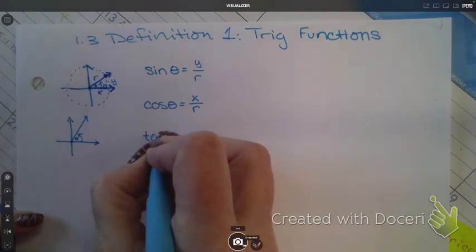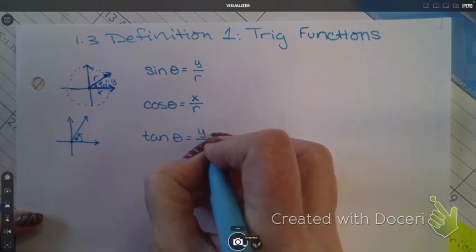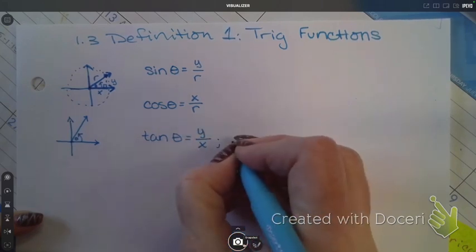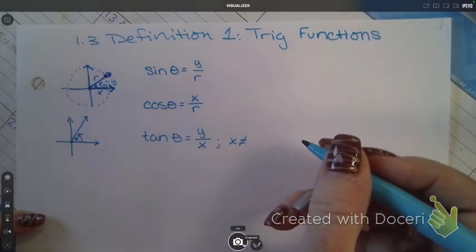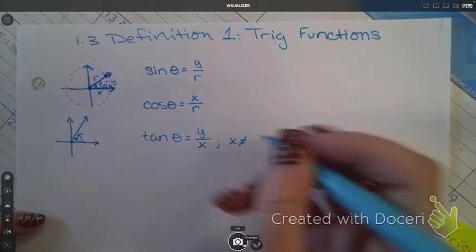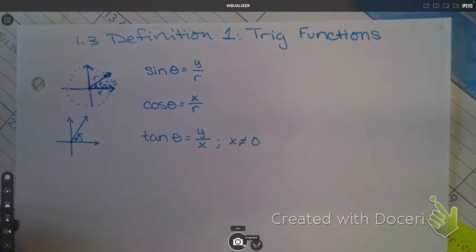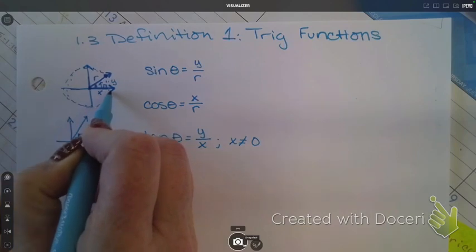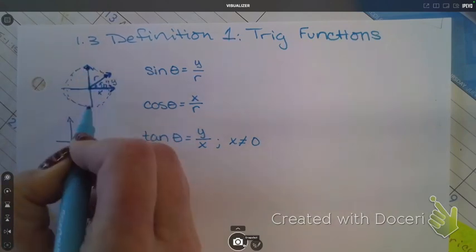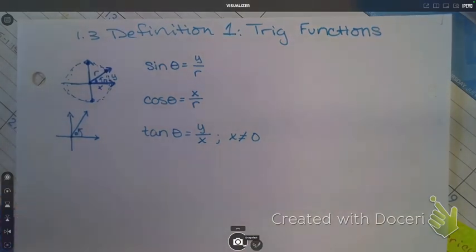Tangent of theta is y over x, and x cannot equal what? What can't you divide by? 0. On this circle, where would x be 0? Right when I cross the y-axis, wouldn't it? Okay. So we have the basic ones you have heard of before, sine, cosine, and tangent.